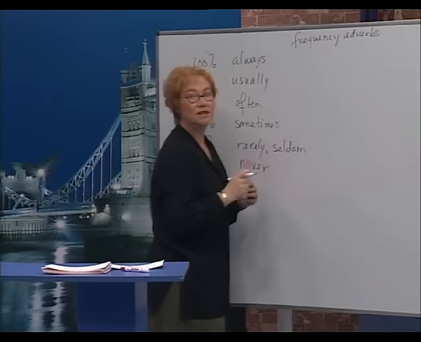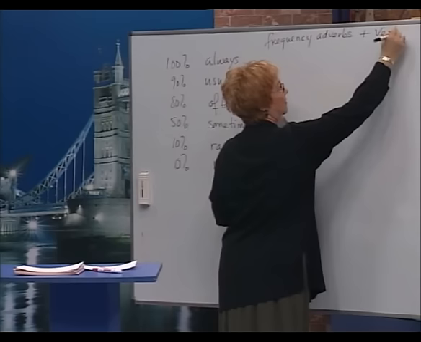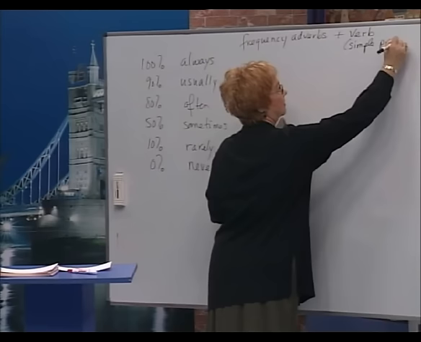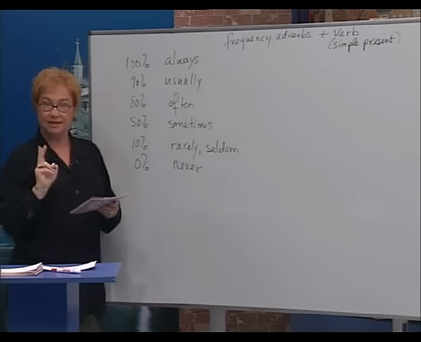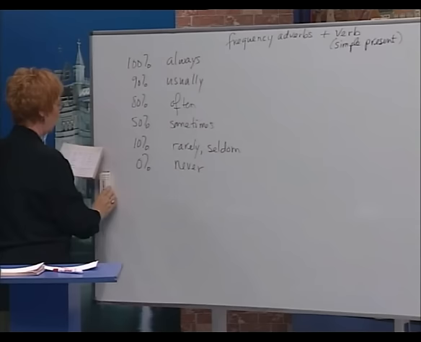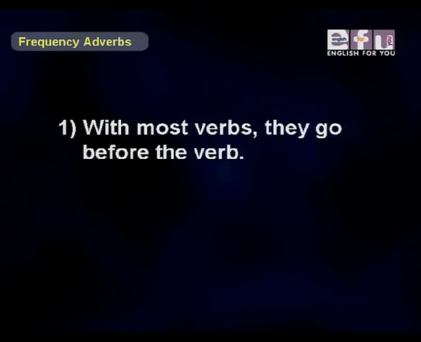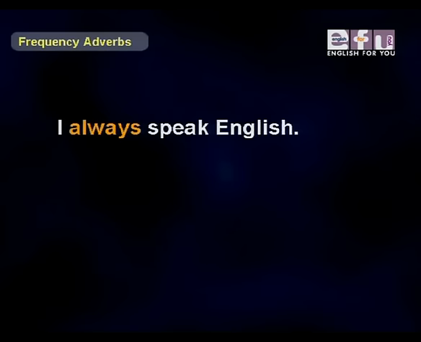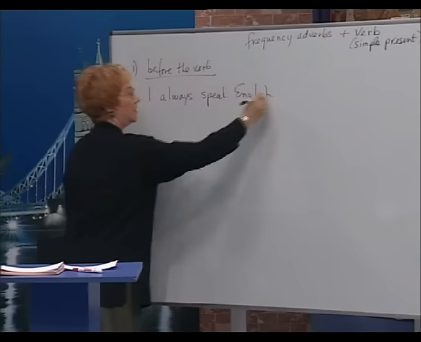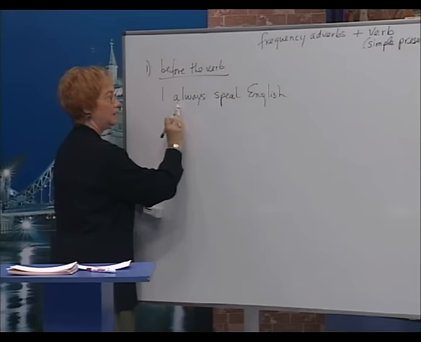So these give information to a verb, usually in the simple present. Okay? So these words go with a verb. Now, they go in two places in a sentence. So let's talk about the first one. Now, it's very important to see where they go. In the first one, with most verbs, they go before the verb. So, for example, I always speak English. Here's the verb, and here is the frequency adverb. Okay? I always speak English.